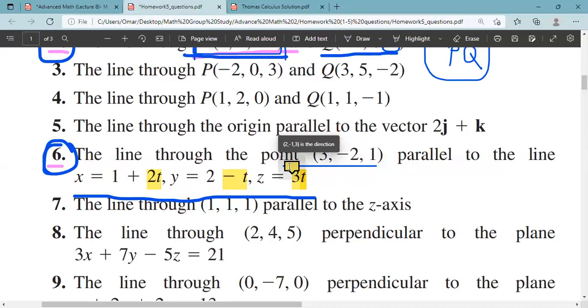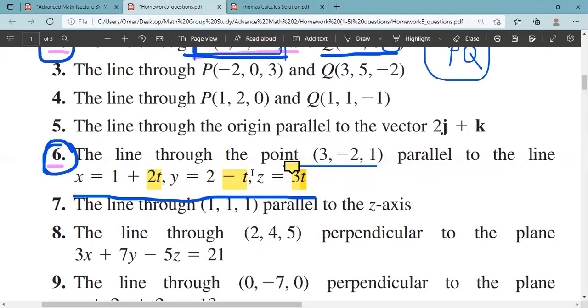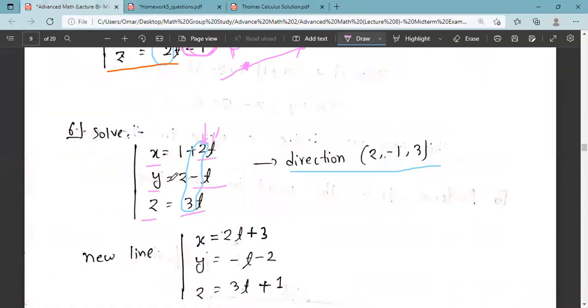So 2, minus 1, 3 will be the coefficients of our variable. That's why I have written here x equal to 2t, y equal to minus t, and z equal to 3t. And if you look here, the point is 3, minus 2, 1, right? So here is the direction, and here are the intercept point's values 3, minus 2, 1.